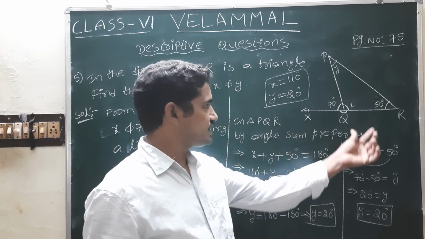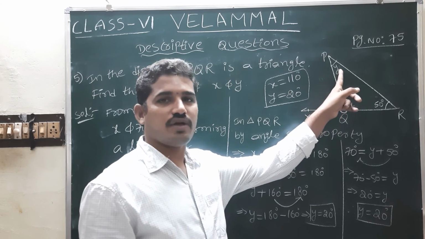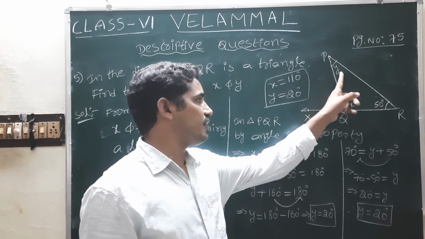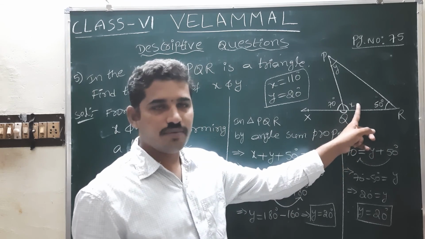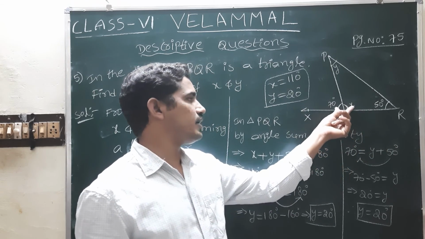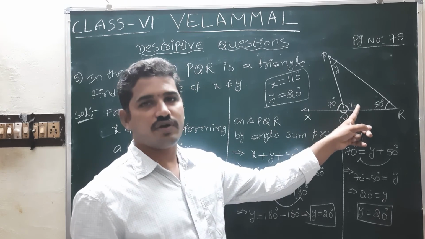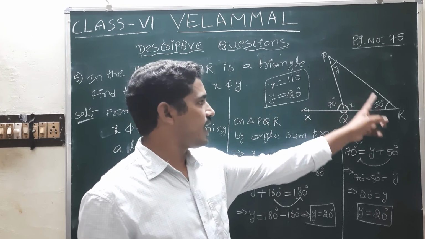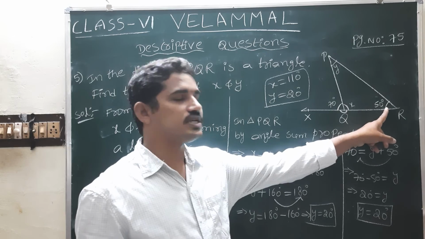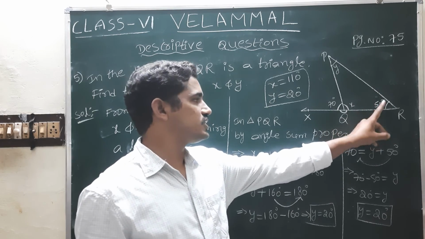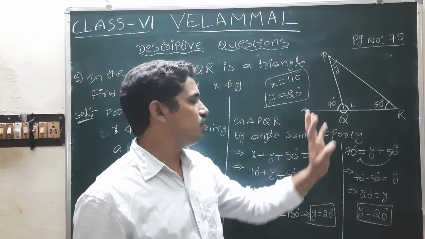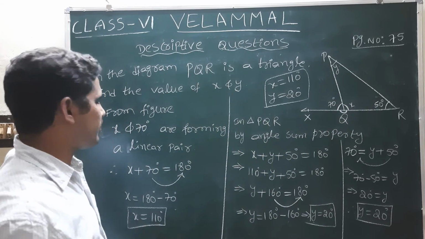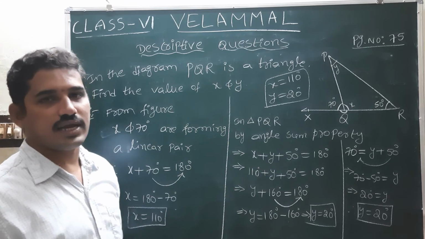Either by using the exterior angle, we first find the y value, and after getting the y value we substitute in the angle sum property. By that the x value will be 110. Or else, by using the linear pair property, the x value will first be 110 degrees, and then by angle sum property 110 plus 50 is equal to 160. If we subtract that 160 from 180, we get the y value. So both ways we can do it; whichever way we use, we get the same value.